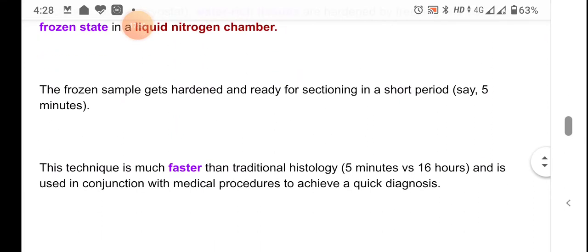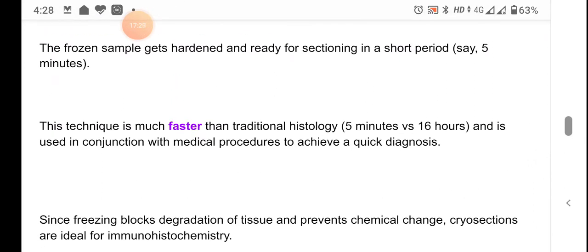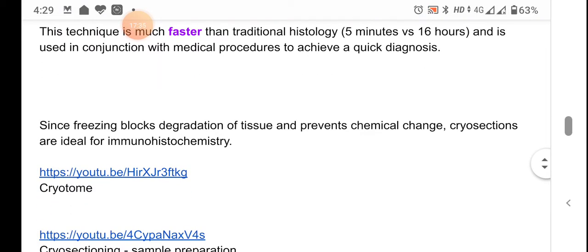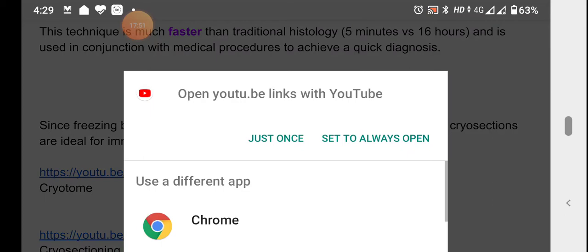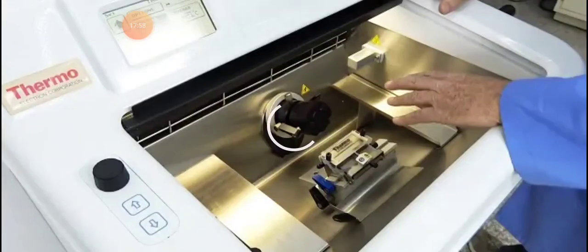chamber. This is also a faster technique when we compare it to other microtomes. Here the freezing of the specimen blocks the degradation of the tissue and prevents chemical damage occurring in the tissue. So this is ideal for immunohistochemistry. I'll show you the video of a cryo microtome. This is a cryo microtome.